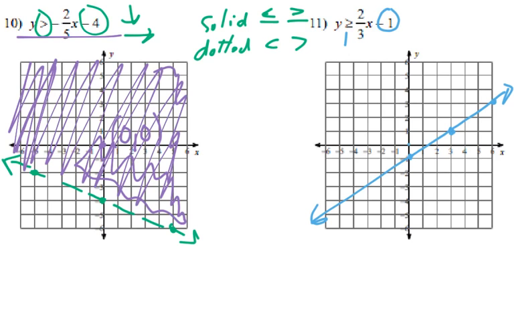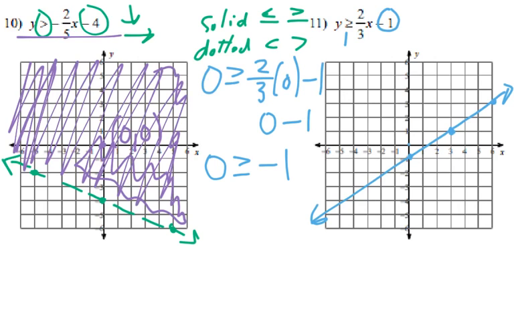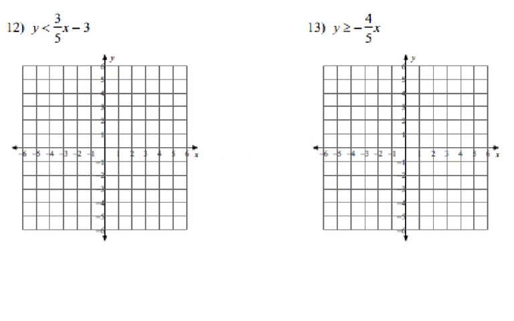Pick my test point 0, 0. 0 in for y, 0 in for x. Simplify. 2/3 times 0 is 0. 0 minus 1 is negative 1. Is 0 greater than or equal to negative 1? It is, so that side is where we shade. If it was false, then we'd shade the opposite side.